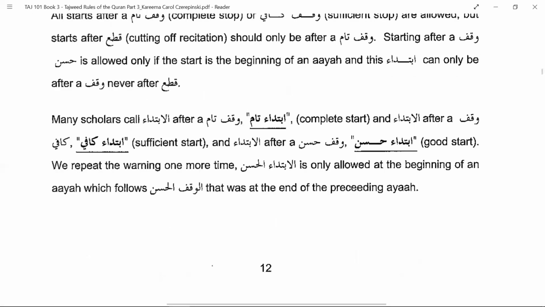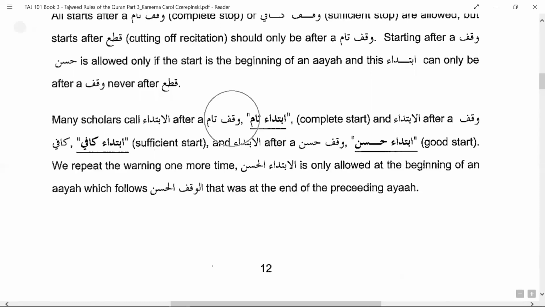Many scholars call the ibtida after a waqf tam, the complete stop, ibtida tam, a complete start. And the start after a waqf kafi, a sufficient stop, they call ibtida kafi, a sufficient start. And the start after a waqf hasan, they call ibtida hasan, a good start.